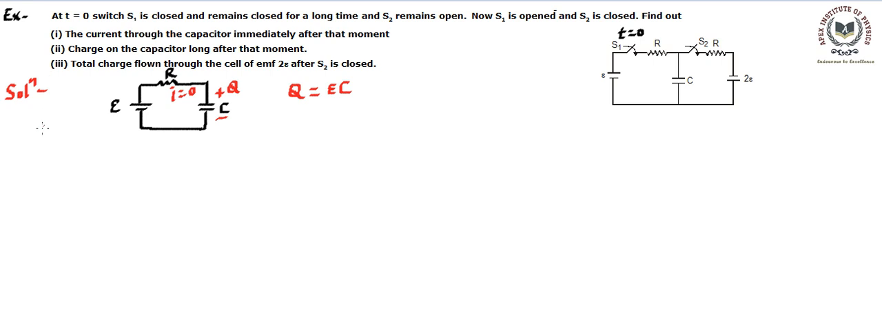Now let's talk about the first part. Focus on the question. The question says: current through the capacitor immediately after that moment. That moment is when S is opened, S1 is opened and S2 is closed. So that is the moment. That means once this has been charged, we are connecting it with another circuit. So let's draw how that other circuit is going to look.